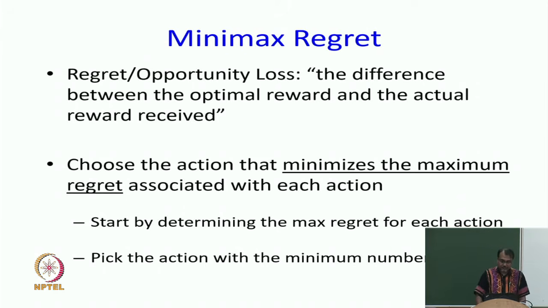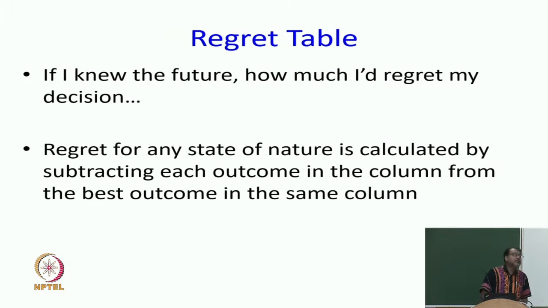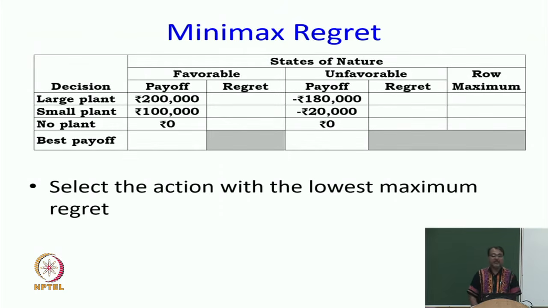Okay. And so, what I will do is I will create a regret table. So, what is a regret table? If I knew the future, how much would I regret my decision? So, regret for any state of nature is calculated by subtracting each outcome in the column from the best outcome in the same column. So, let us look at this example and that will make it clear.